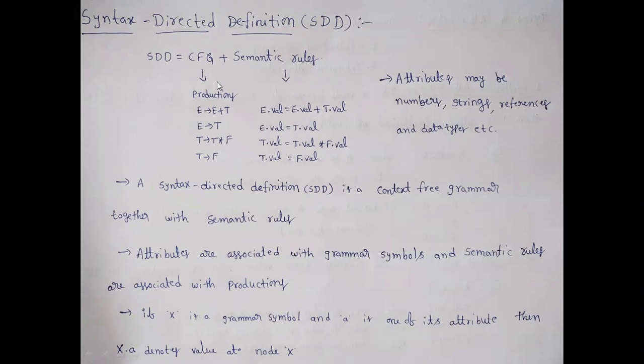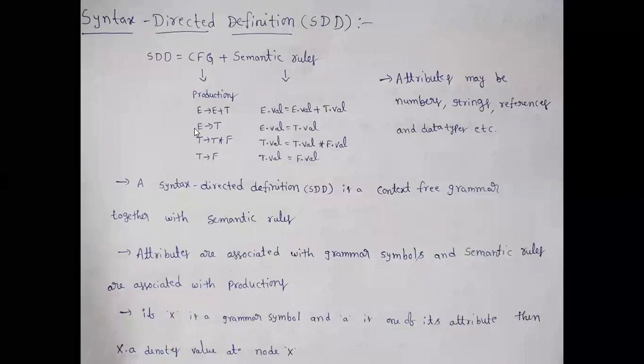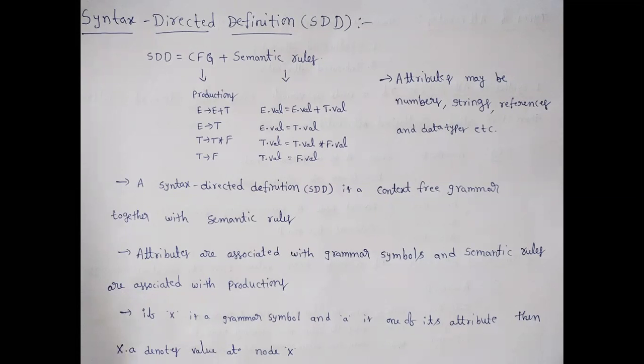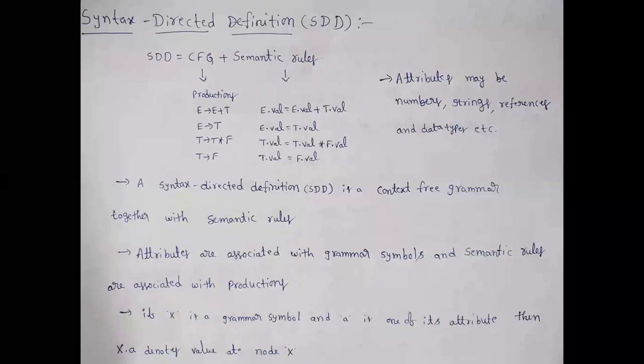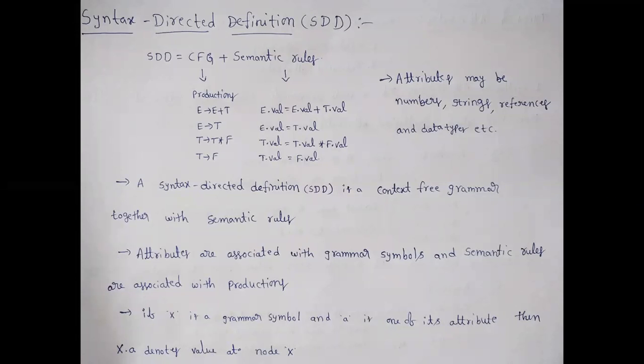So this is the context free grammar. What is the production rule for context free grammar? A non-terminal produces (T union V) whole star. So on the left hand side we have only one non-terminal. On the right hand side we have terminals and non-terminals, and we can also have epsilon. So that is the context free grammar. So finally, what is syntax directed definition? It is the combination of context free grammar plus semantic rules.